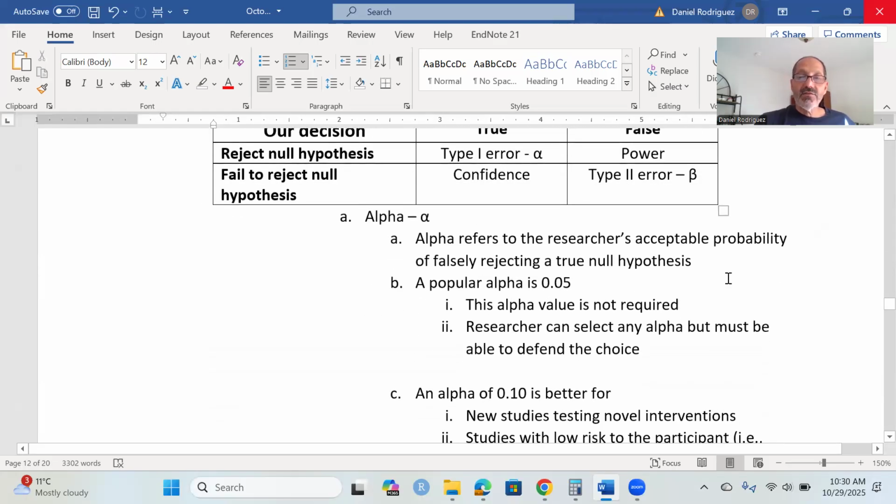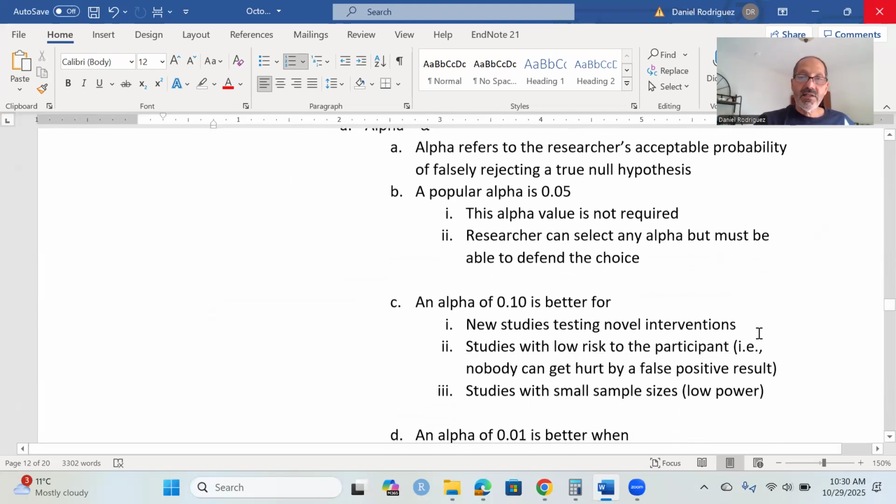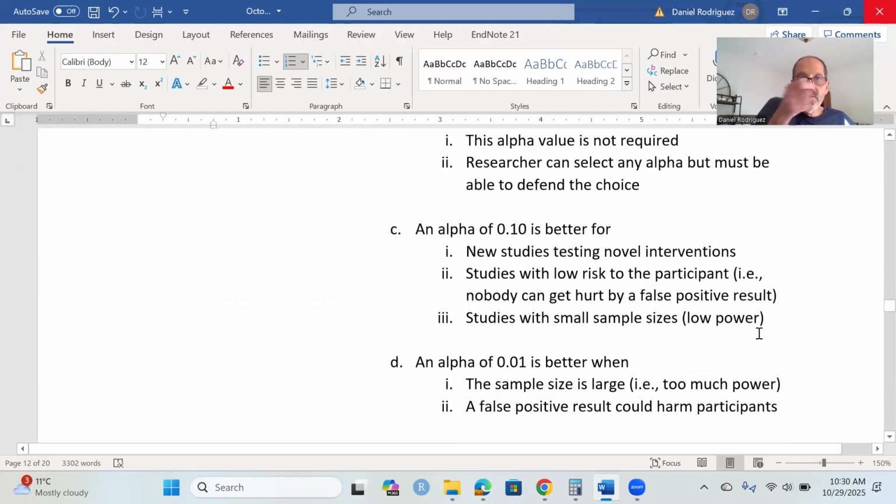So alpha refers to the researcher's acceptable probability of falsely rejecting a true null hypothesis. So you set this in advance. A popular alpha is 0.05, but it's not required. People think that this is written in stone. I don't know how you write in stone, maybe laser or something.